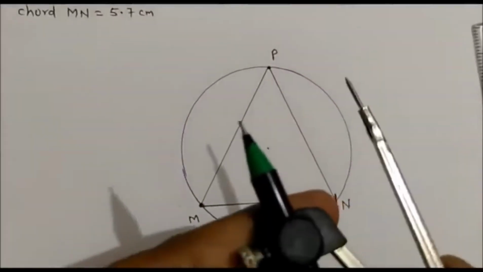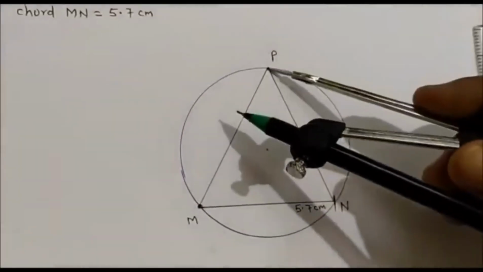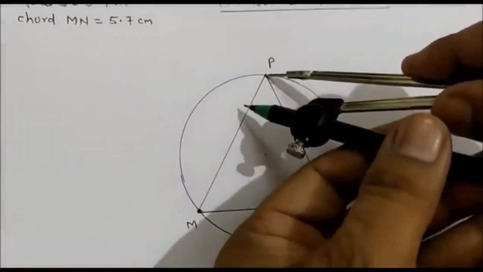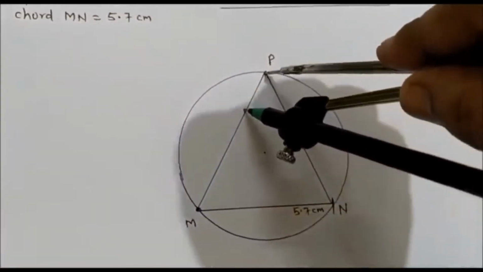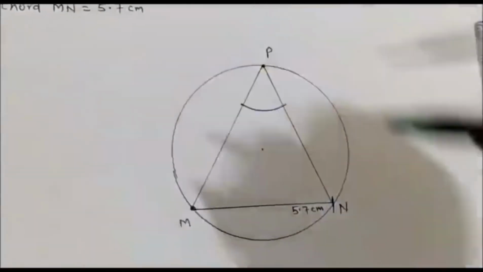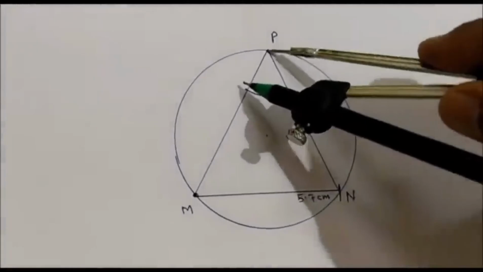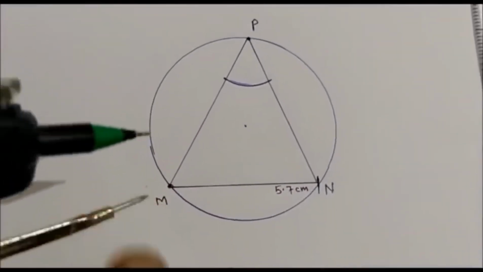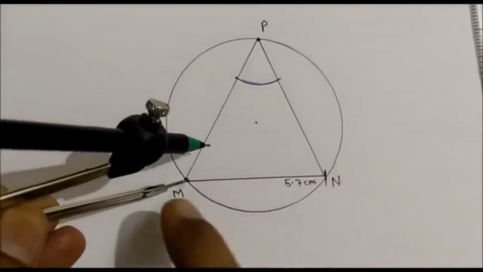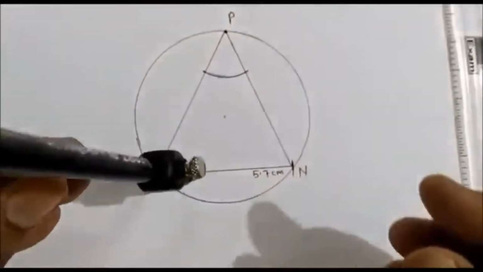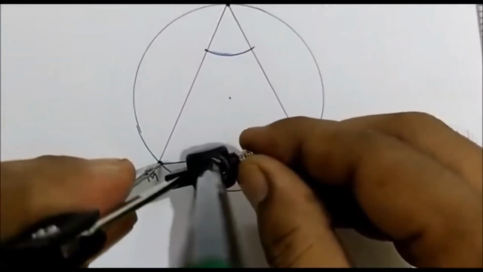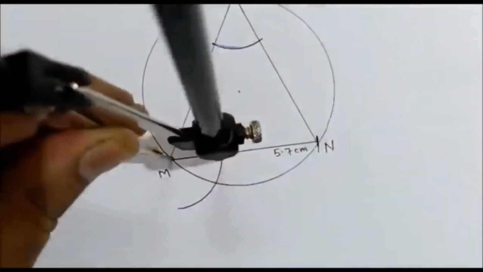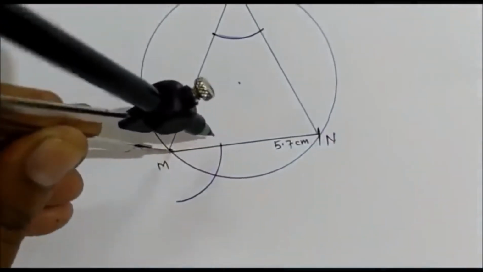So see what we do, take the rounder. Okay students, keep it on point P and draw an arc, a small arc. I repeat, keep on point P and draw an arc. Now don't change the distance, with the same distance keep on point M, and you can draw the arc from down this way. You can draw the arc here.